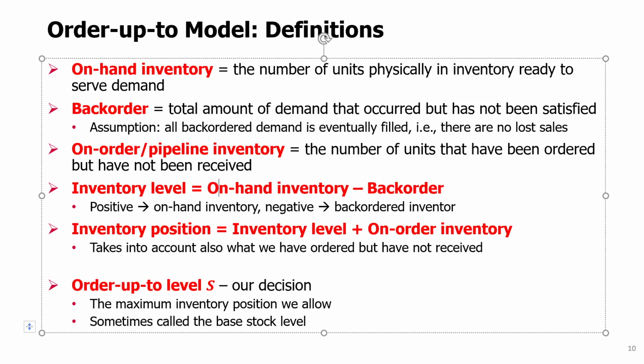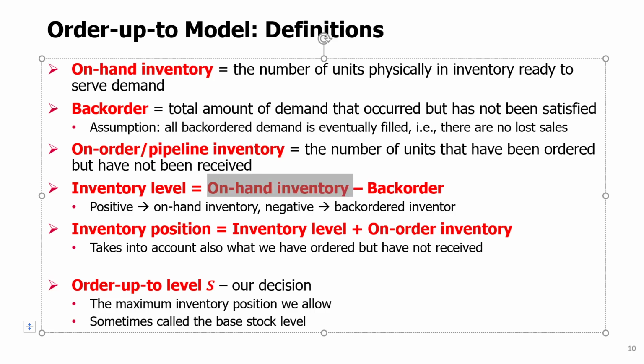If you have on-hand inventory that is positive, right? So I have some physical units that I can serve demand with. I shouldn't have any back order, right? Because I would have served this back order demand with those units that I have on hand, right? So if this is positive, let's say this is 4 units, then back order should be 0, and inventory level 4 means there is some on-hand inventory. So whenever inventory level is positive, it means there is on-hand inventory.